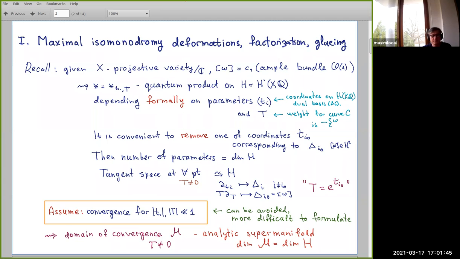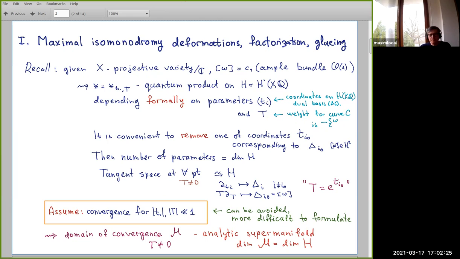And then we construct a quantum product on cohomology, which depends formally on parameters, which are coordinates on the cohomology of my manifold, and the dual basis delta_i, dual to the coordinates. And then there's also one variable capital T, which, oops, there's some misprint here. It comes from weights for the curve. It's T to the power of the area of the curve. So this horizontal line is part of T. It was accidentally removed.